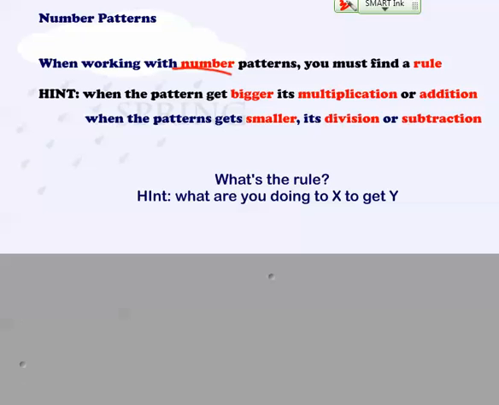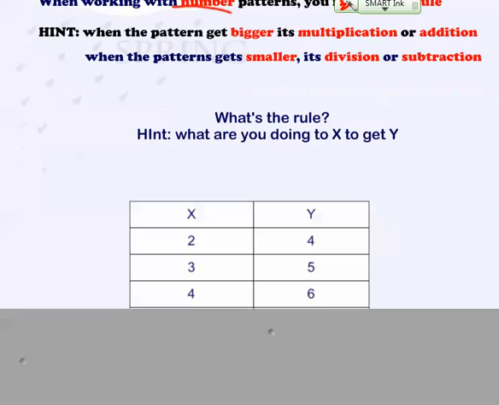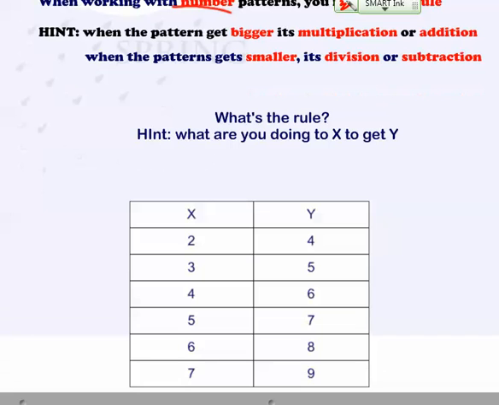So let's look at this one. What's the rule? What are you doing to x to get y? That's kind of always what you're asking yourself. Okay, first of all, to go from a 2 to a 4 is getting bigger. A 3 to a 5 is getting bigger. So what would you do to 2 to get 4?